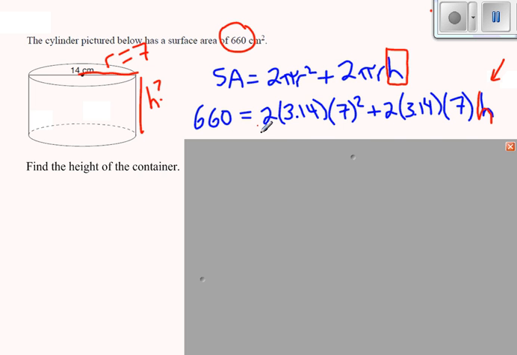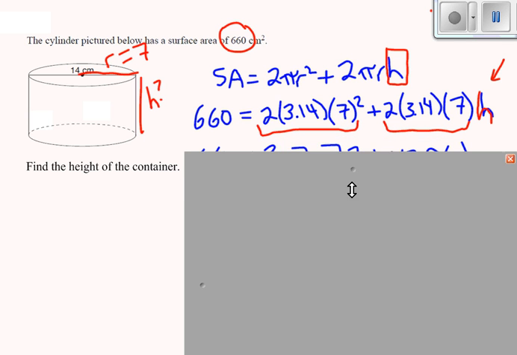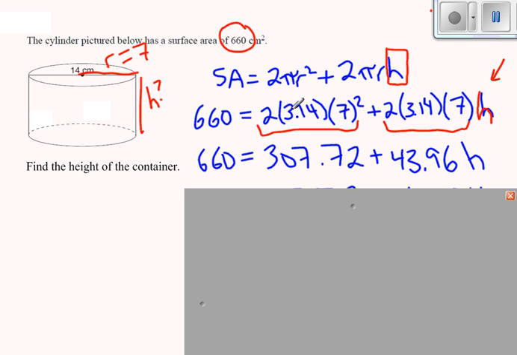So I'm going to do the math here. I'm going to multiply these together. And I'm going to do the math here, multiply those together. So in my calculator, I get 2 times pi times 7 squared is 307.72. 2 times pi times 7 is 43.96. And don't forget, this is still multiplied by h.